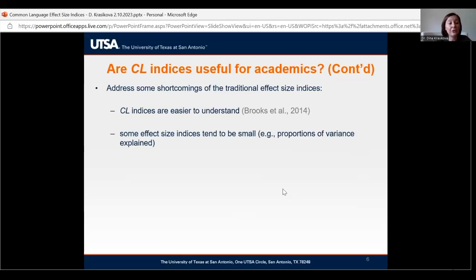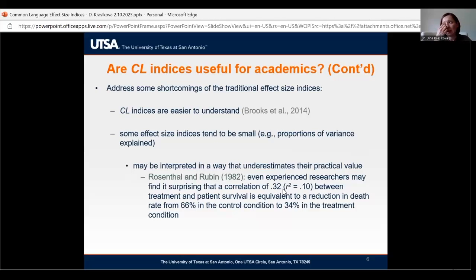Also, some traditionally used effect size indices tend to be quite small. That was my very first example in this lecture, showing how proportions of variance might be interpreted as trivial in terms of the size of the effects. So if we only look at the effect size indices that tend to be small in size, it may suggest to some people that our research findings are trivial, organizational theories have low explanatory power, and it will further deepen the science practice gap.